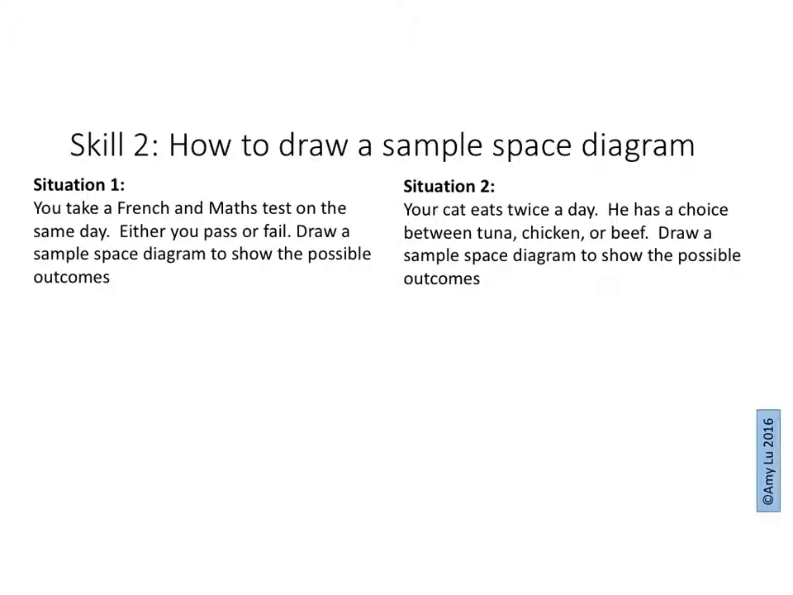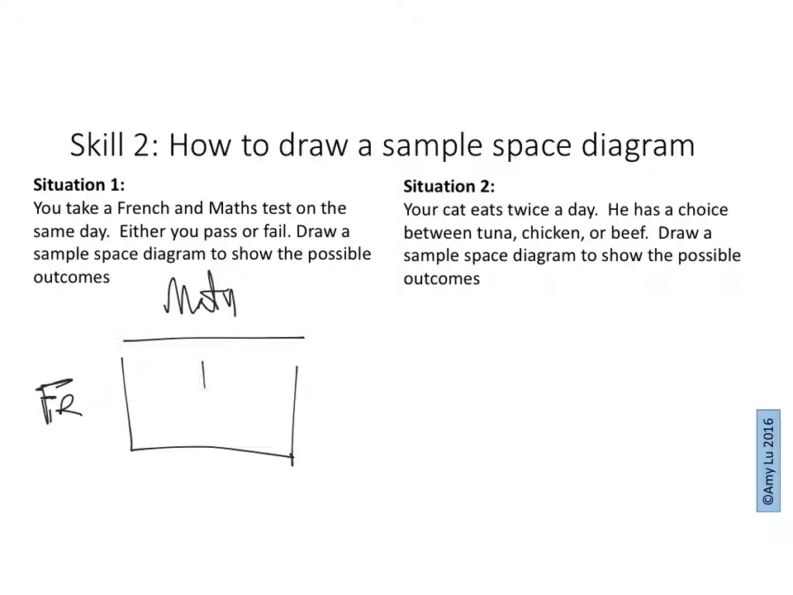So situation 1, you take a French and math test on the same day. Either you pass or fail. Draw a sample space diagram to show the possible outcomes. So what you do is you create a rectangle, and on one side you label it math, and on the other side you label it French. Now either you pass or fail. So in math, either we pass or we fail. In French, either we pass or we fail.